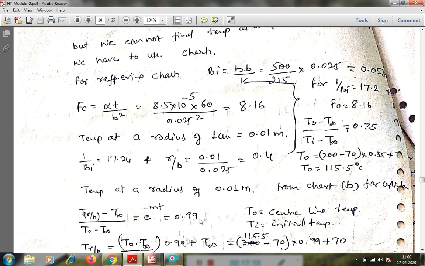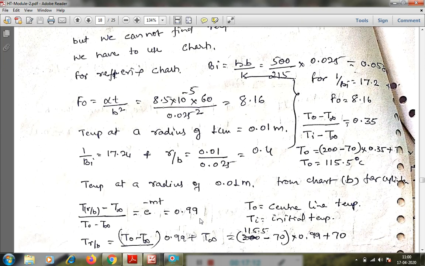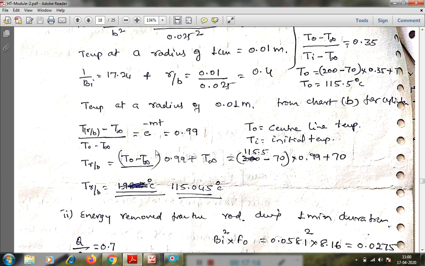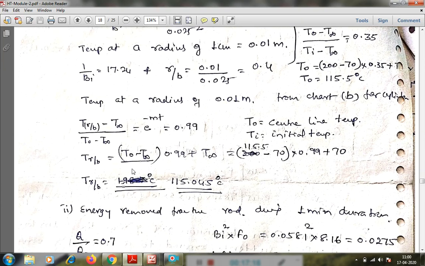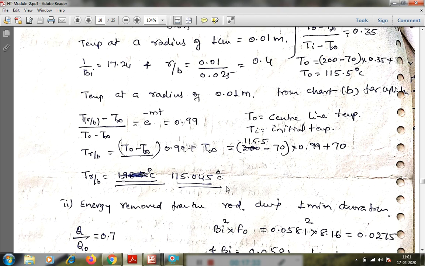Okay, that 0.99 we got here. By that, T at r by b, that is T at r only, by simplifying that equation we get the temperature at a radius of 1 centimeter as 115.045 degrees Celsius.